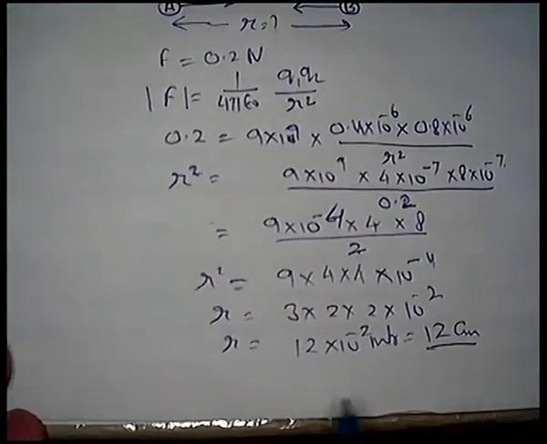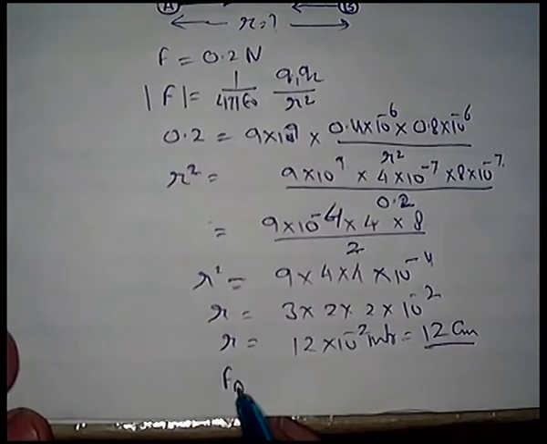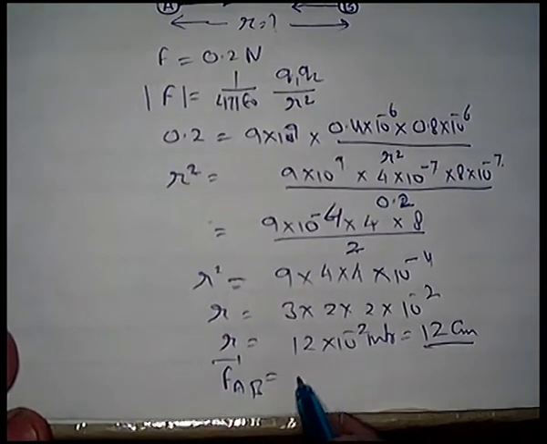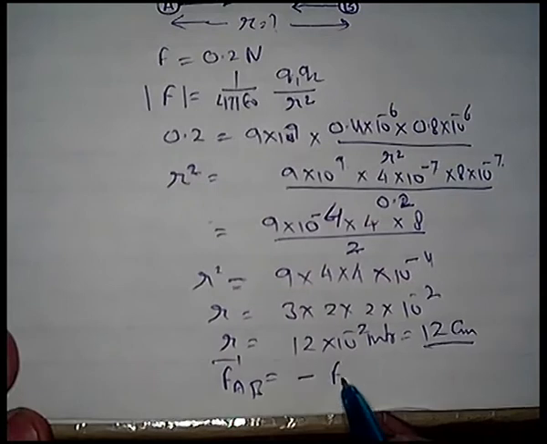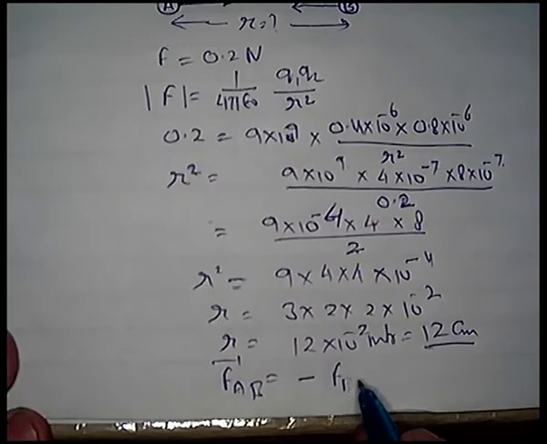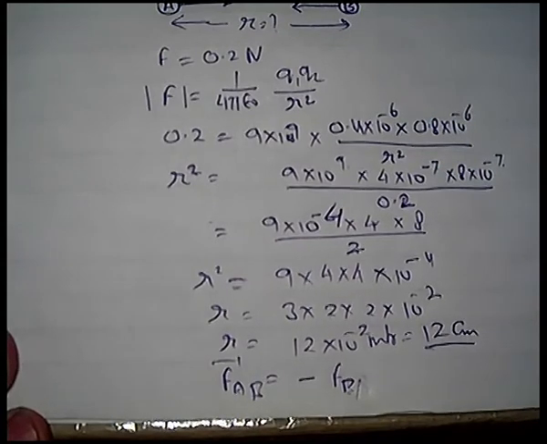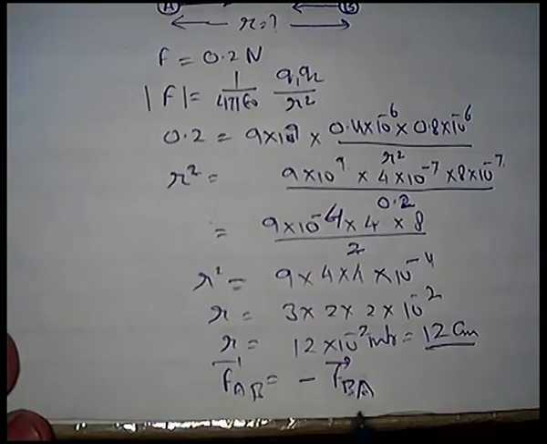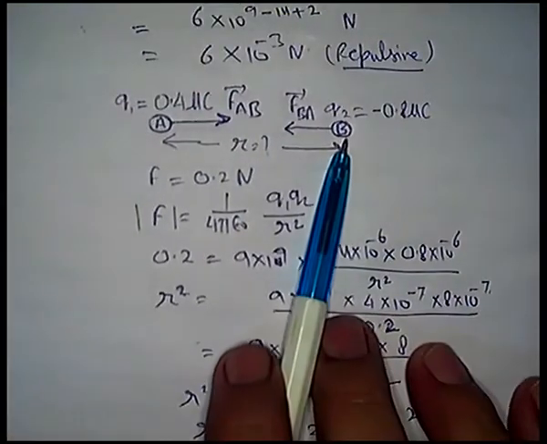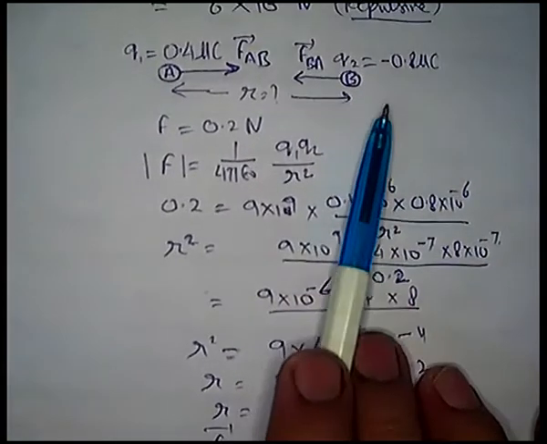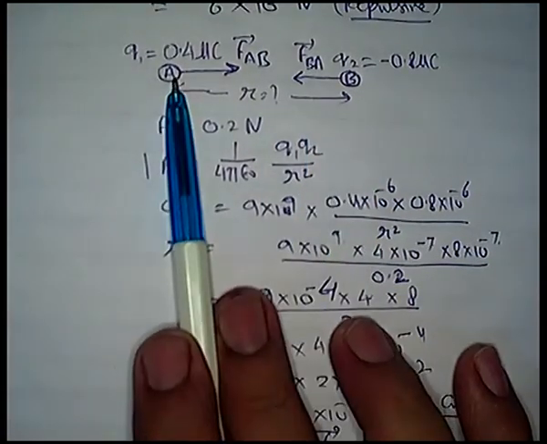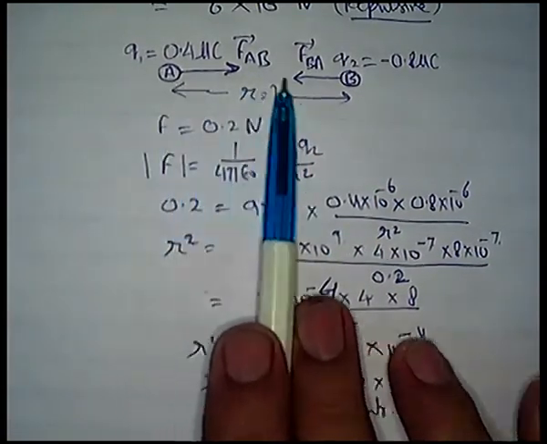So the force on A due to B is negative of the force on B due to A. So the force on the second sphere due to the first sphere is the same, opposite in direction.